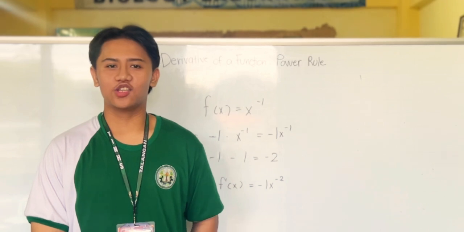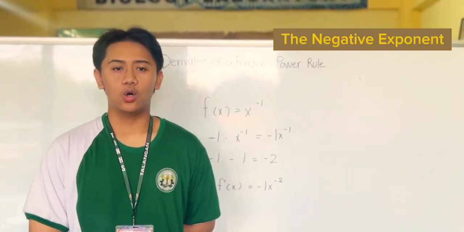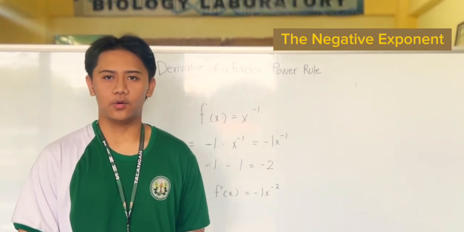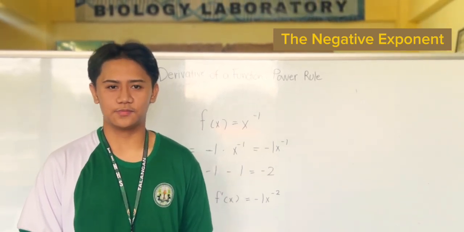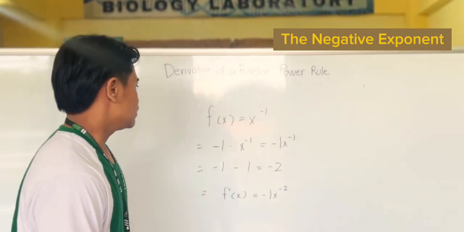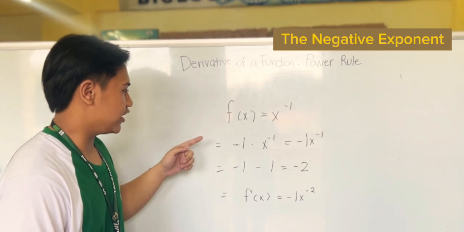So now, let's talk about negative exponent in derivatives. When we find the derivative, we use the power rule. And the power rule says, we multiply by the exponent and then subtract 1 from the exponent. So now, here is an example and let's apply it. So our example is f of x is equal to x raised to negative 1.